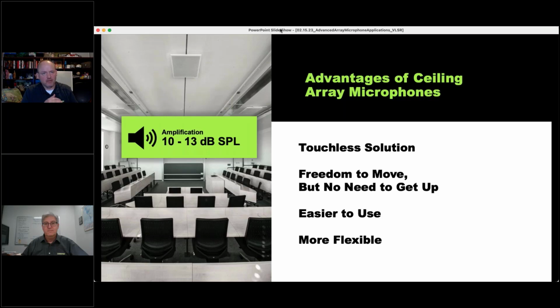We haven't even talked about the advantages for the installer, where we've got a single cable installation now. We have all of those mounting options available directly. So now we've really simplified the process for what used to be a really complicated solution.